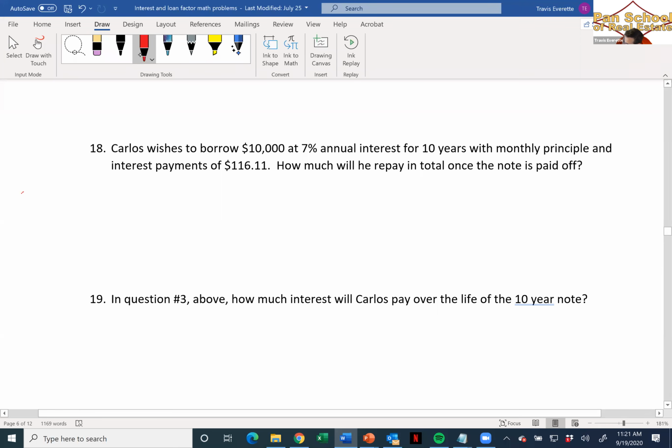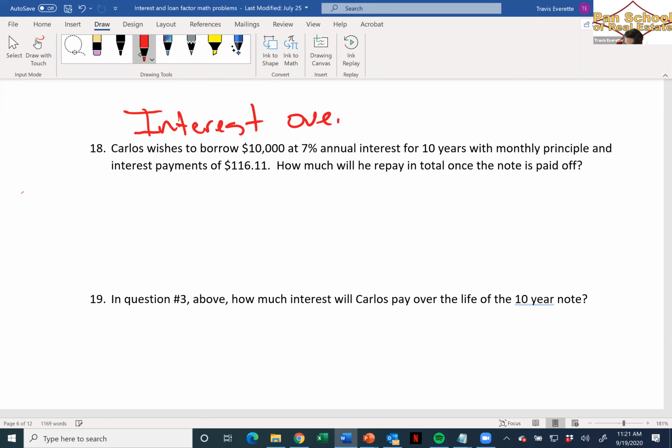So these questions deal with interest over the life of a loan. Look at number 18. It says Carlos wishes to borrow $10,000 at 7% annual interest for 10 years with monthly principal and interest payments of $116.11. How much will he repay in total once the note is paid off?